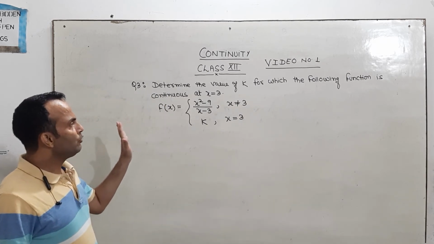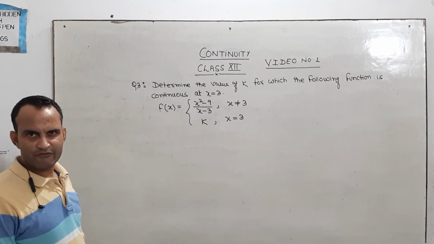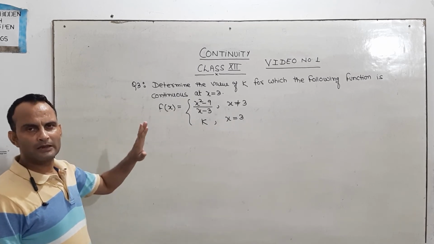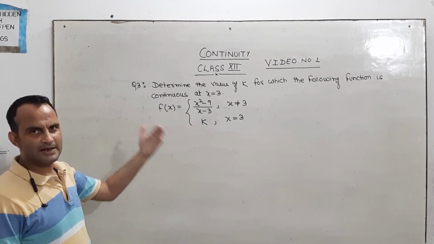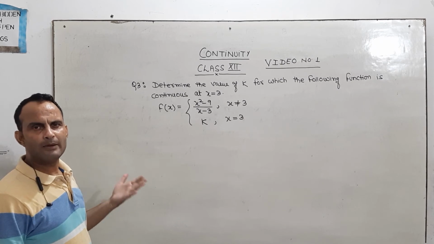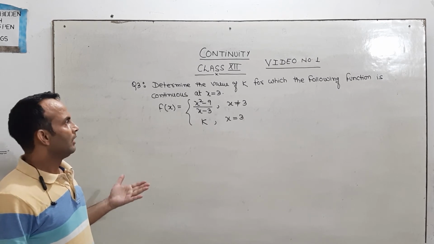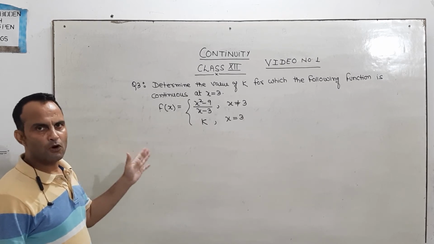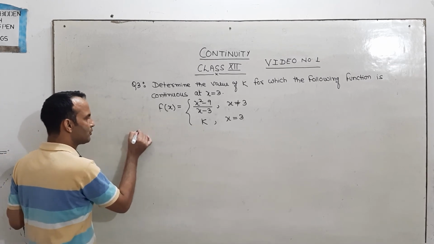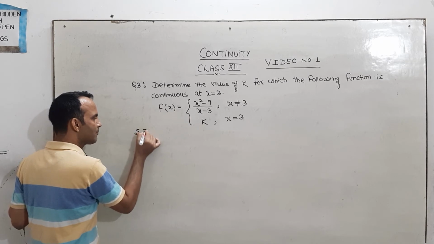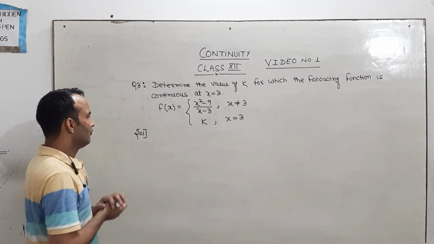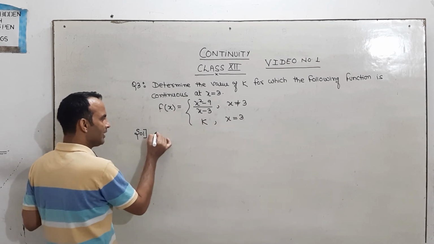The method to solve such type of problems is different in comparison to the method of question number 1 and 2. In such type of problems, no need to find left hand limit and the right hand limit. Such type of problems can be solved directly. Please watch the method carefully, my dear students. In such type of problems, whenever we have to find some unknown value, we have to proceed as follows.